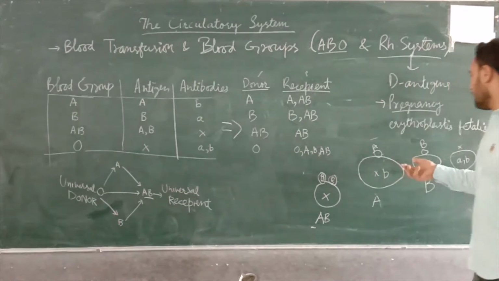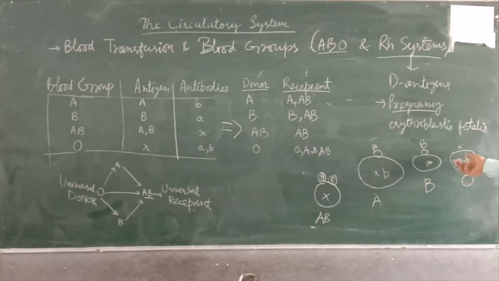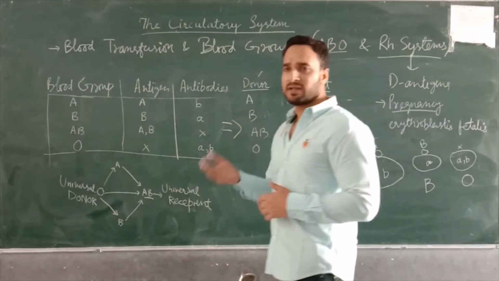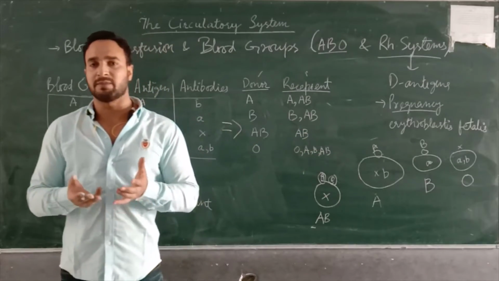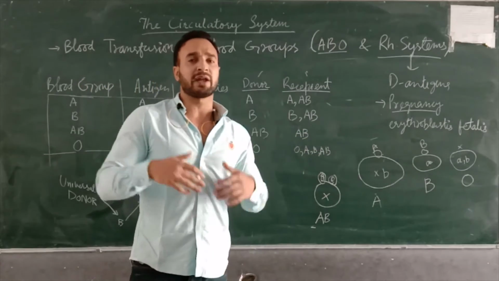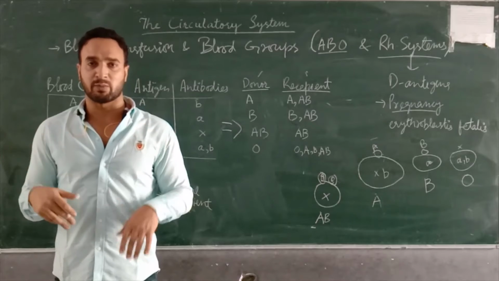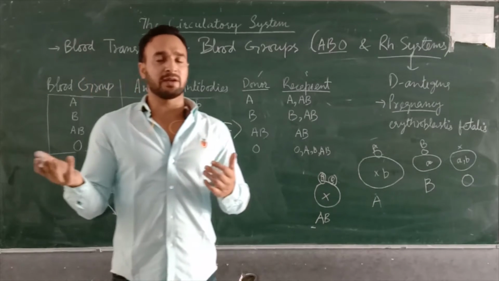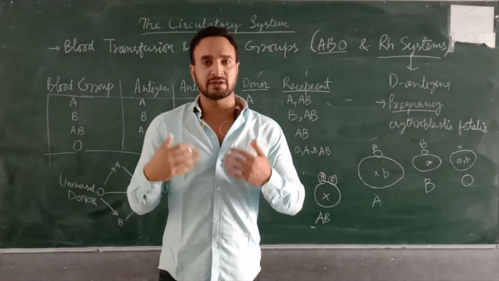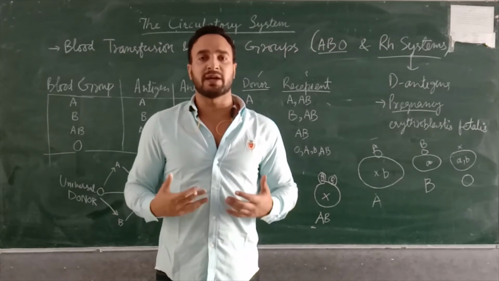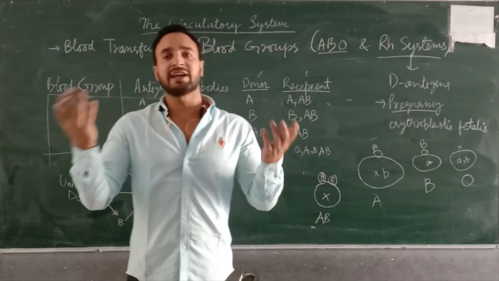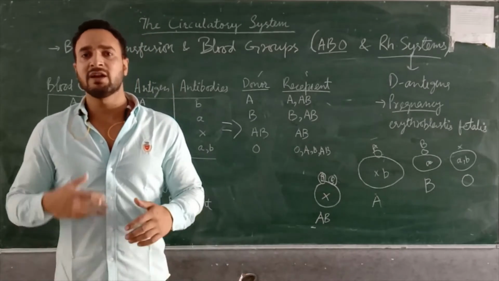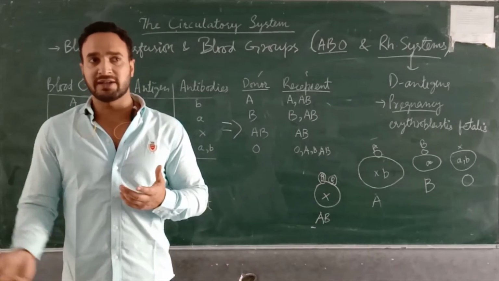Why? Because O blood group does not have any antigen. Okay? What is an antigen? Antigen is not only the proteins that are found on the surface of RBCs. Antigen is the name for any foreign object that enters our body. Whenever any foreign object called an antigen enters our body, the antibodies present in our blood fight against that antigen.